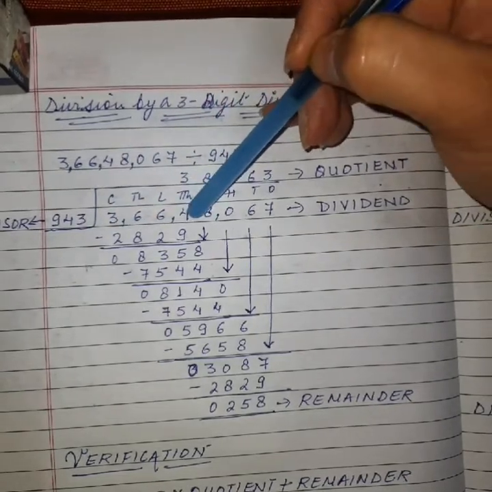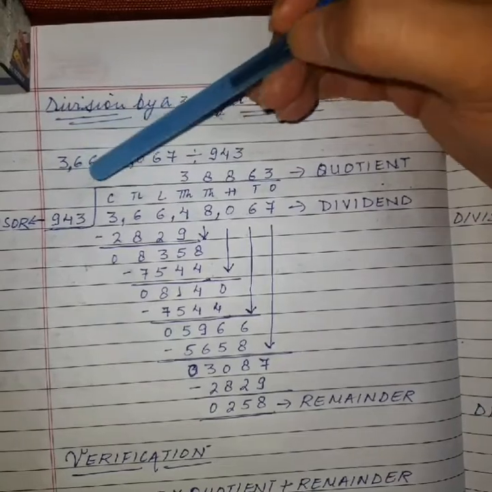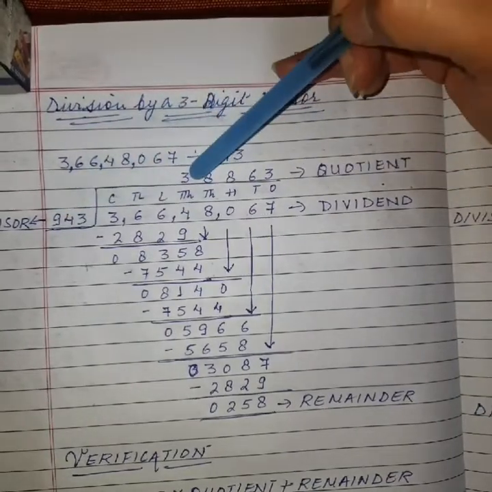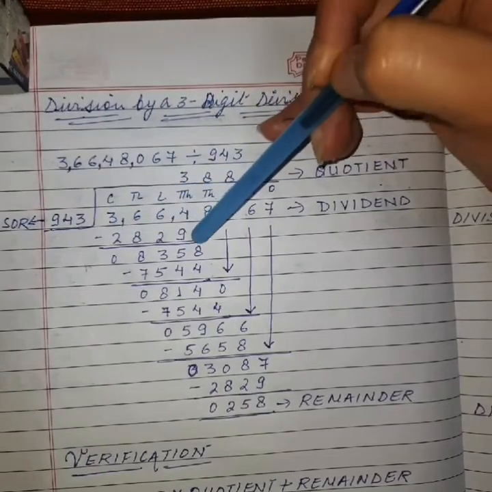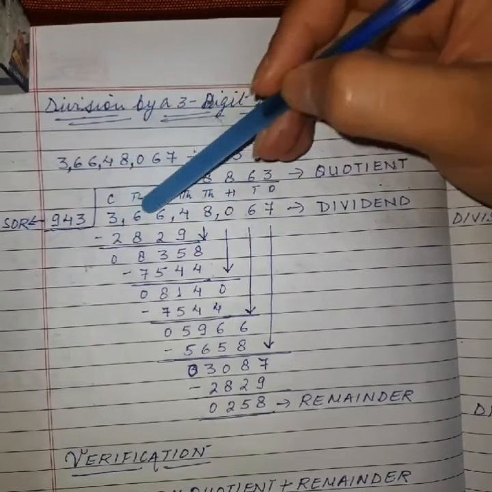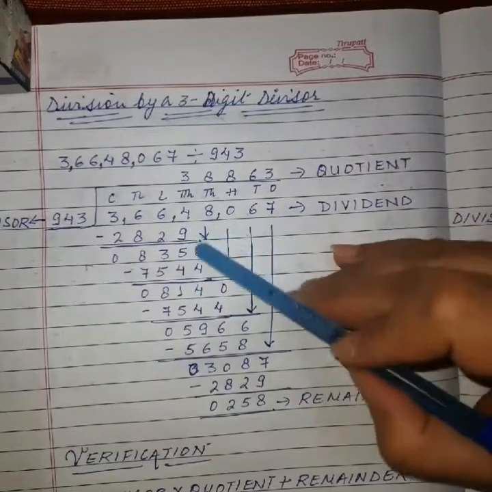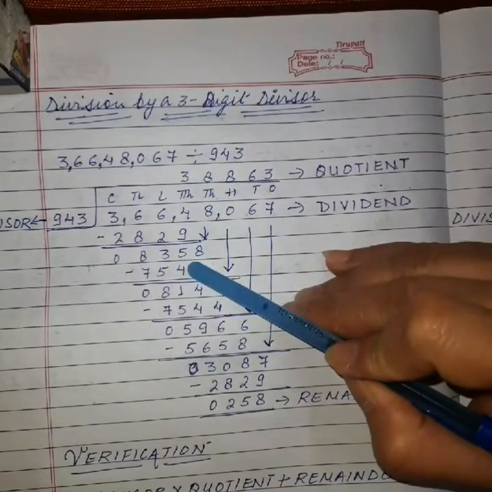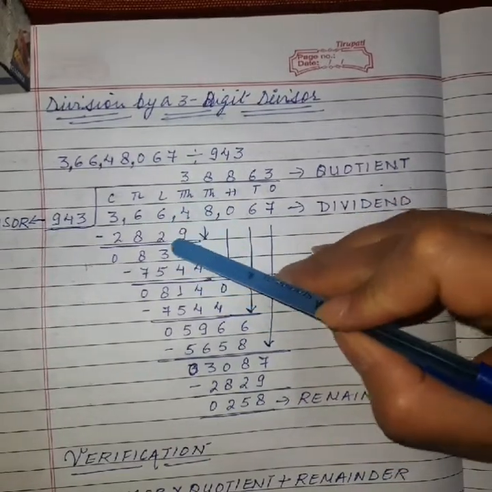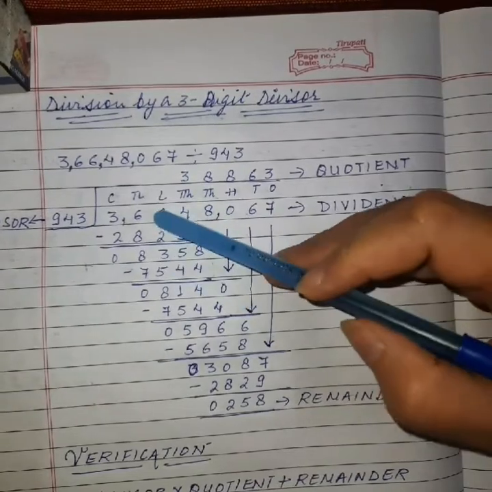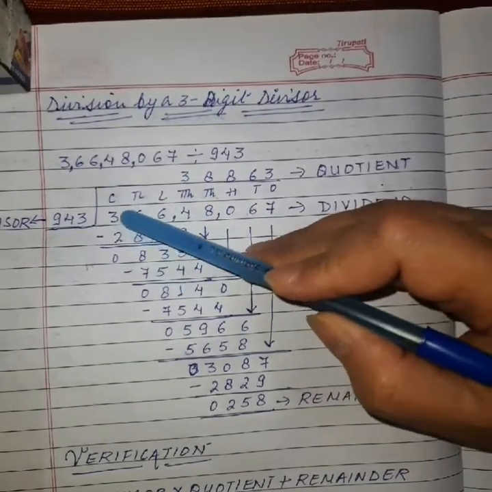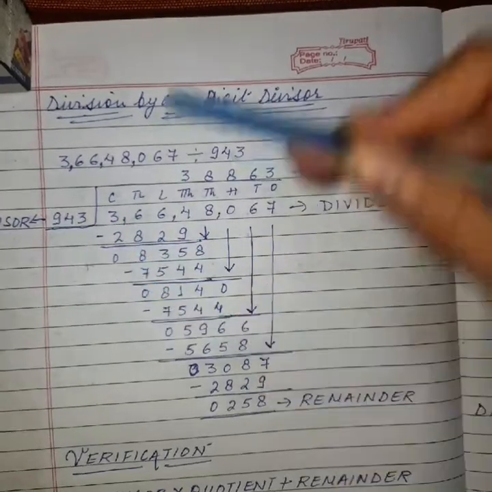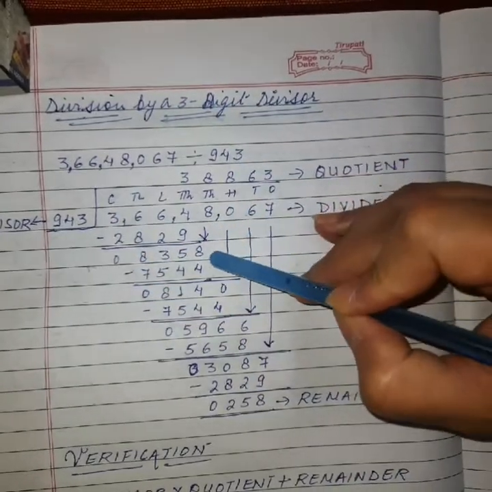Now we'll see how many times it will go. When we multiply 943 by 3, we get 2829, which is less than 3664. Now 14 minus 9, 5. 5 minus 2, 3. And 16 minus 8, 8. Here 2 was the leftover, so 2 minus 2, 0. Now we'll bring down this 8 over here.